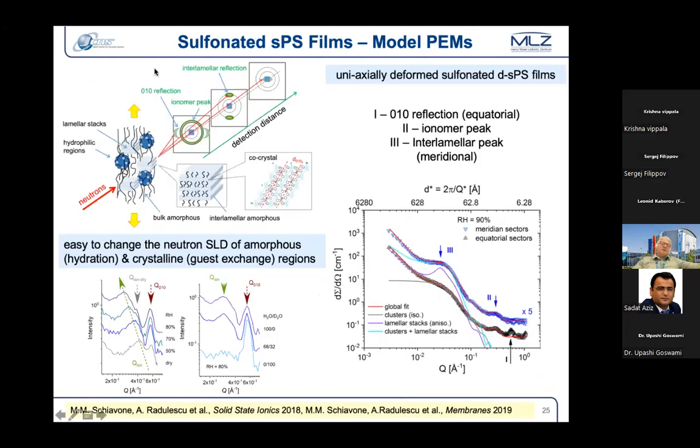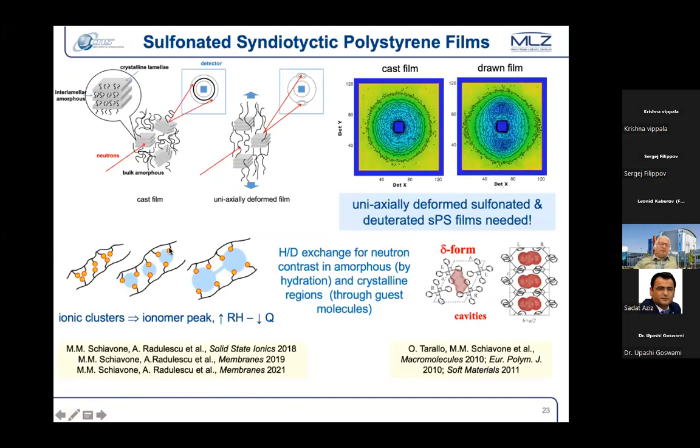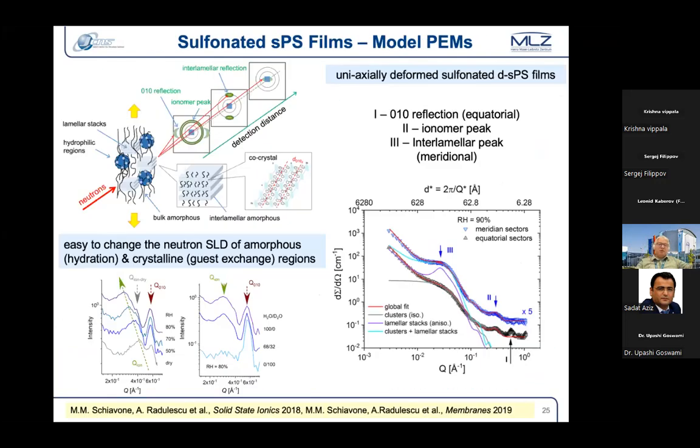Now here's a sketch of what kind of scattering features we can observe when we stretch the film and hydrate it. This is the 010 reflection at very wide scattering angles. Then the ionomer peak, the correlation between the ionic groups, moves towards lower Q with increasing water content of the membrane. And then at intermediate Q, we observe the correlation between the crystalline lamellae of the polymer in the crystalline region. And we can play with the contrast in all these regions of our sample in order to make one or another of these scattering features visible or invisible.